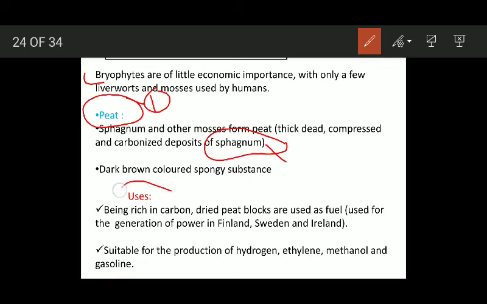Now, the uses of peat. Being rich in carbon, the dried peat blocks are used as fuel. They are used for the generation of power in some countries like Finland, Sweden, and Ireland. Peat is also suitable for the production of hydrogen, ethylene, methanol, and gasoline.